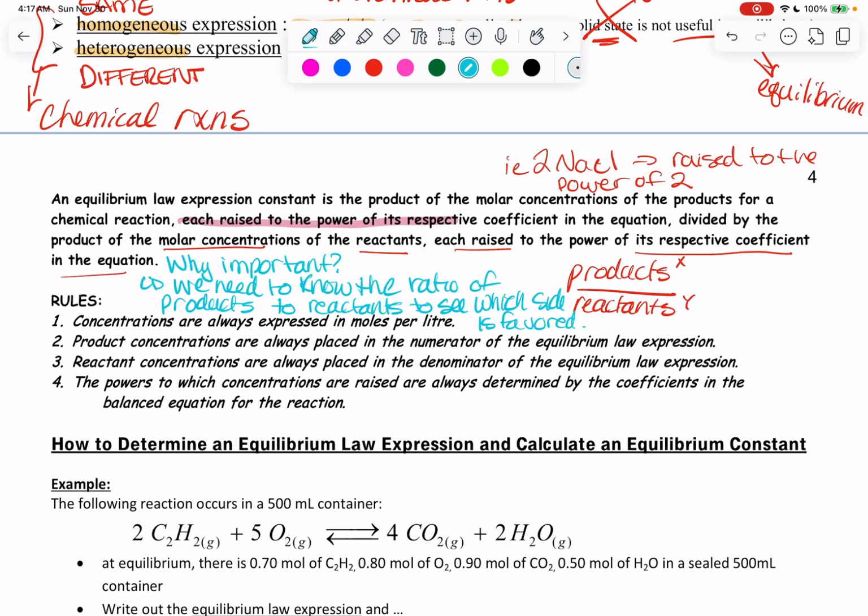So if it is very large, we know that the products are favored. If it is very small, we know that the reactants are favored. If it's 1-to-1, then products and reactants are equal.